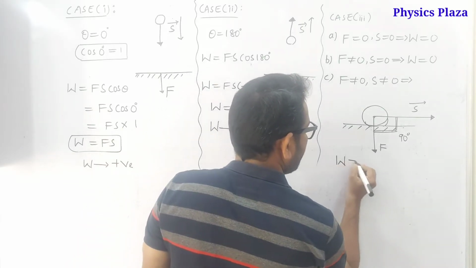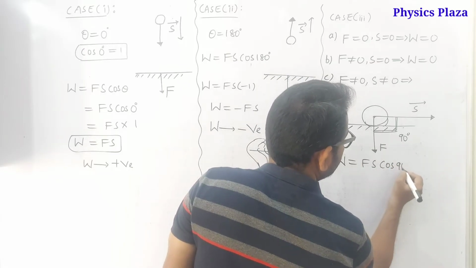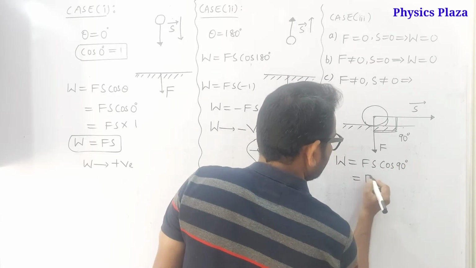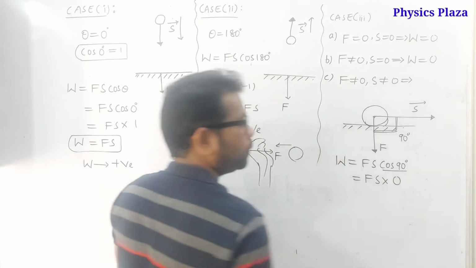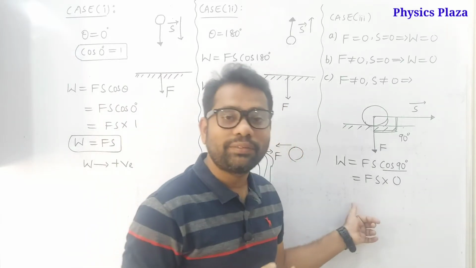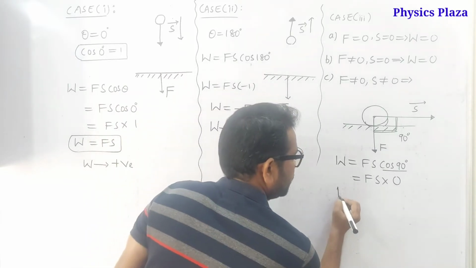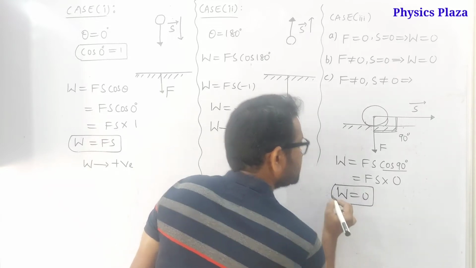W is equal to F d cos theta. Cos theta is cos 90 degrees. Children, force into displacement into cos 90 degrees is equal to 0, because cos 90 degrees is equal to 0, and 0 into something will be 0. So here W is equal to 0. So work done is 0.